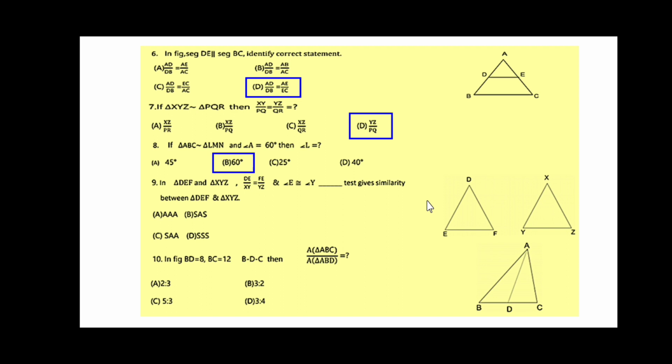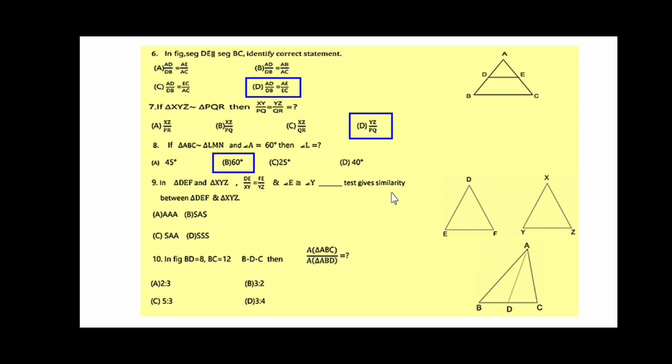In triangles DEF and XYZ, DE upon XY is equal to FE upon YZ, and angle E is congruent with angle Y. So these two will be similar, and they would ask by which test of similarity.